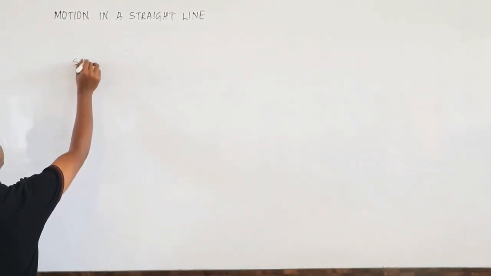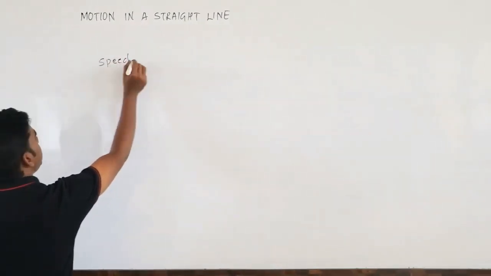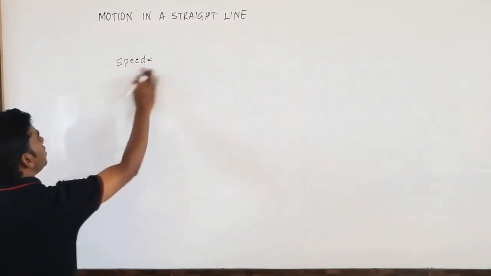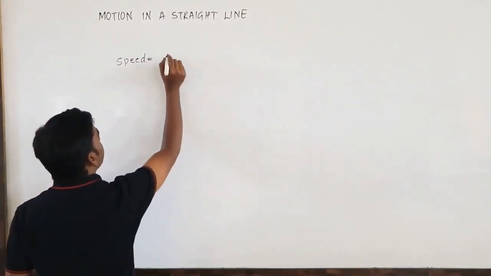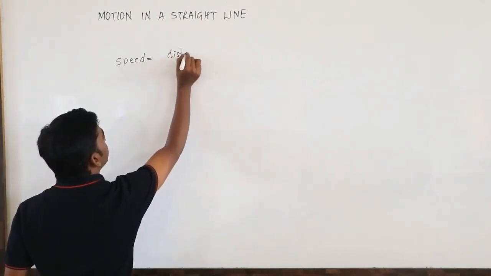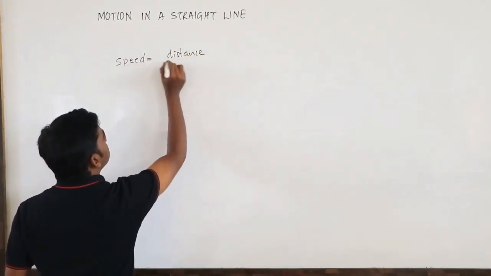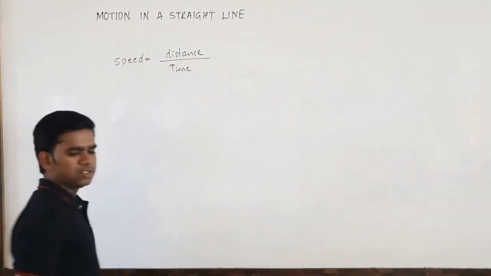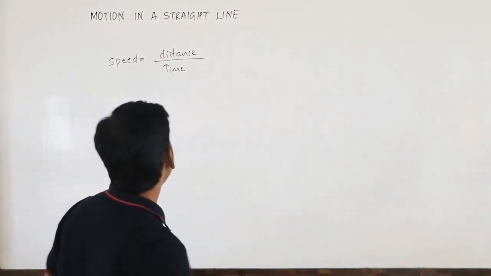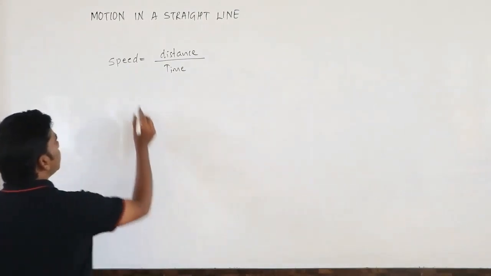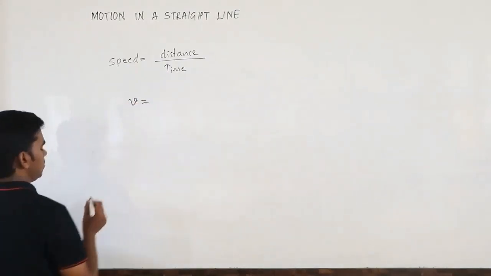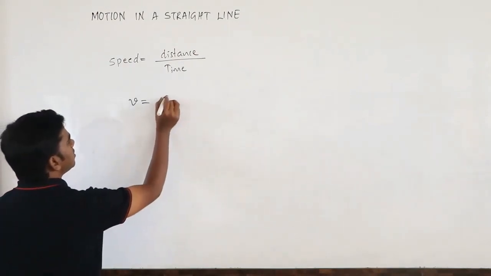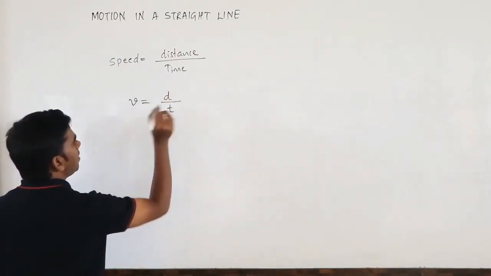Let's discuss speed. So speed is equal to what? Speed is nothing but the rate of change of distance with respect to time. That is what we can say: distance traveled divided by time taken. So we can denote it by v also. If I denote it by v, I will write distance as d divided by t.